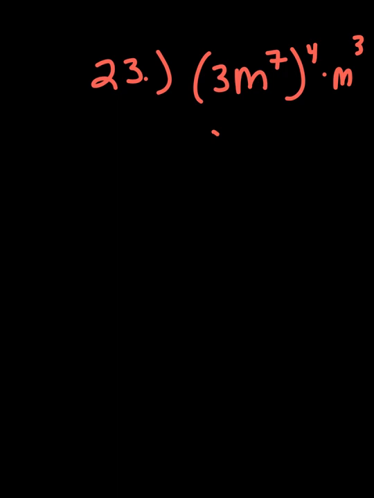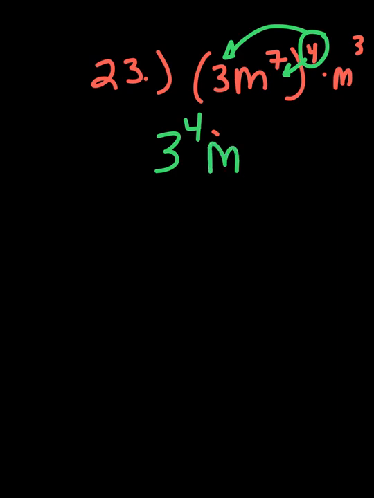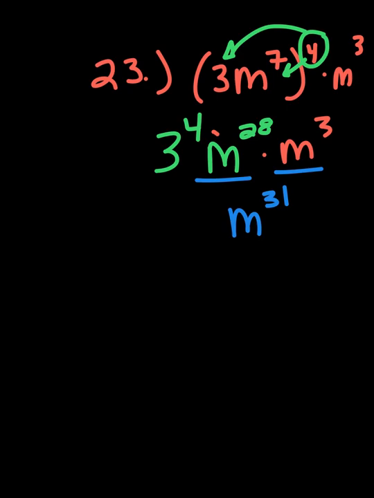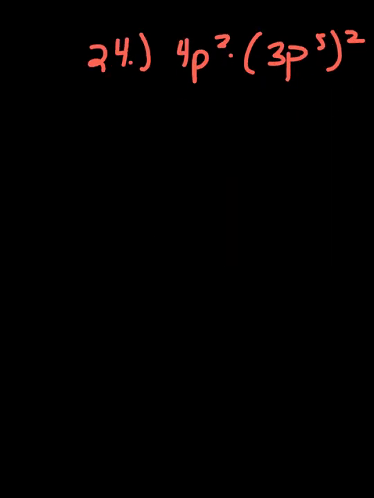Okay, so for this one, I want to make sure that I distribute the power of 4 first to the 3 and to the m, giving me 3 to the 4th, m to the 28th, times the m cubed that's still outside the parentheses. And so I see that I have m to the 28th and m to the 3rd. I know when I multiply like bases, I add their exponents, giving me m to the 31st. And 3 to the 4th is 81, giving me my final answer.